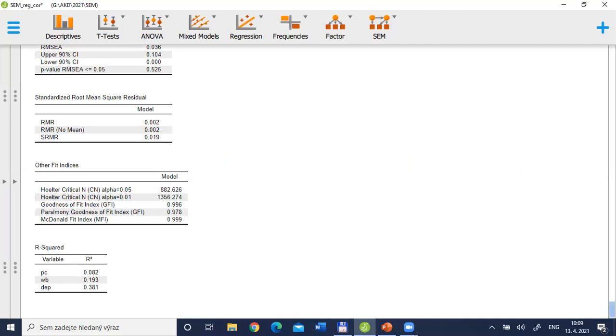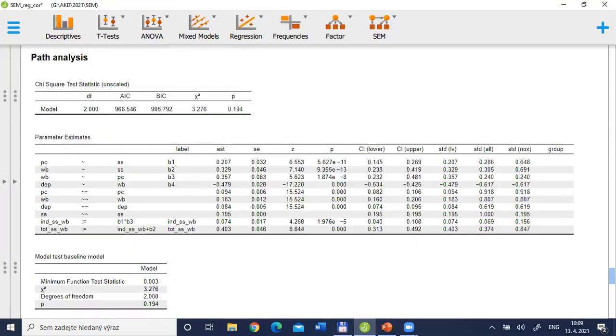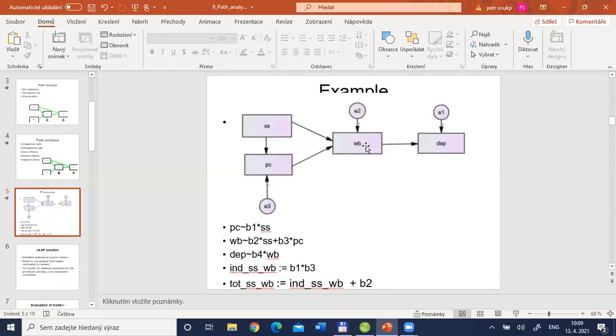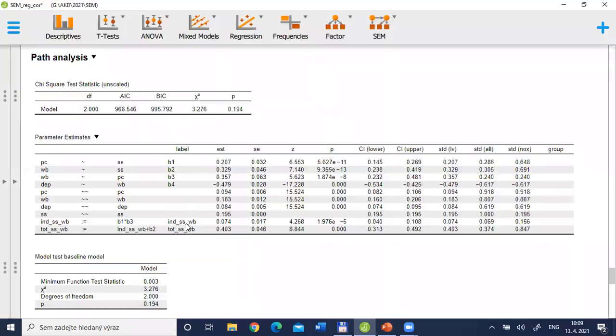And the last part, which we also added to this model, are the last 2 rows for parameter estimates. So it means indirect effect of social support on well-being. And so this was this indirect effect. And then computation of total effect, it means direct effect plus indirect effect. As you can see here, we have labels that we assign to these effects. So indirect and total from social to well-being. And here are estimates and also their evaluation.